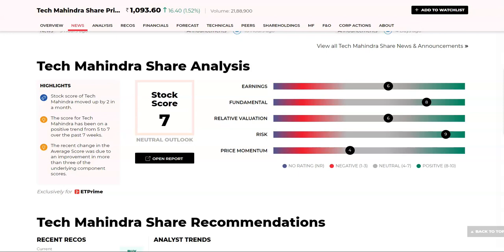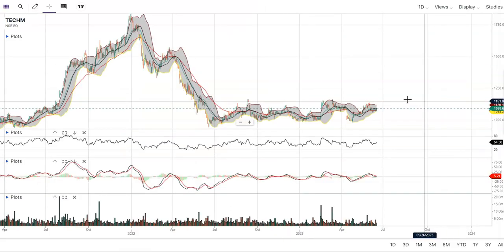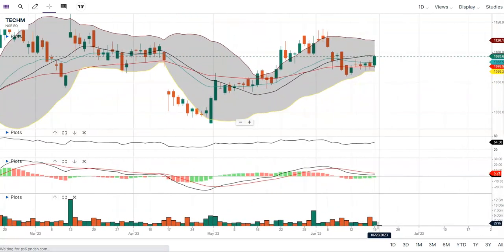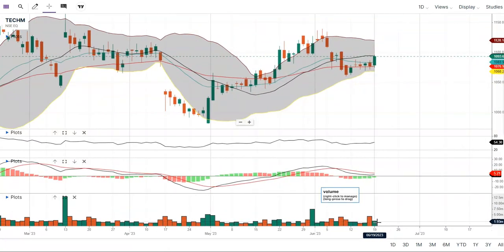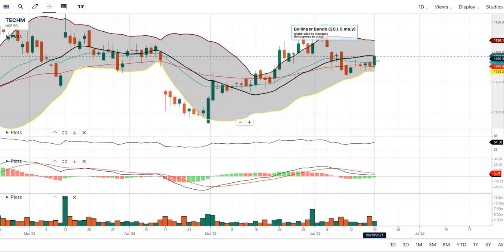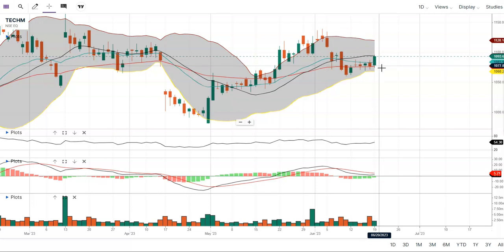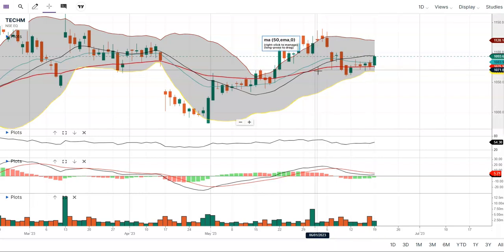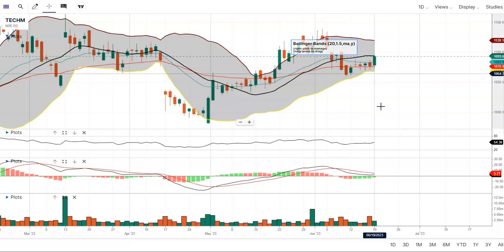Now we look into the chart structure of Tech Mahindra and this is the chart. We look into the volume. The volume is higher in comparison to the normal days. And we see that there is a bullish green candle that has been formed on this. So it has taken the support of the 50 days moving average and it has bounced back from here.